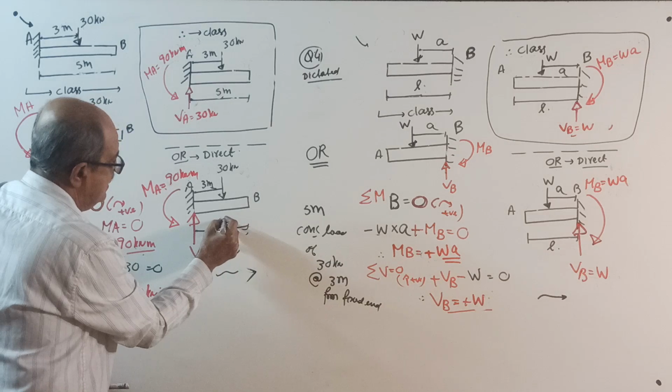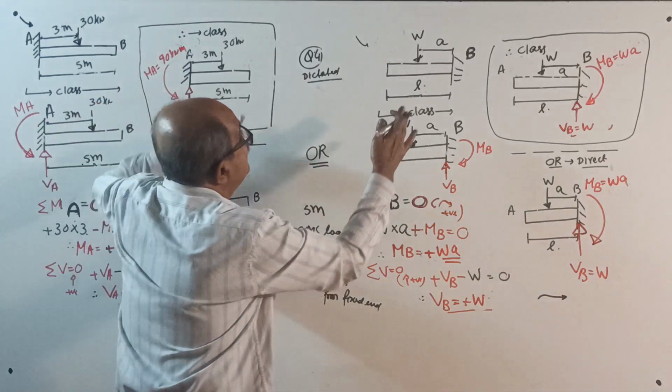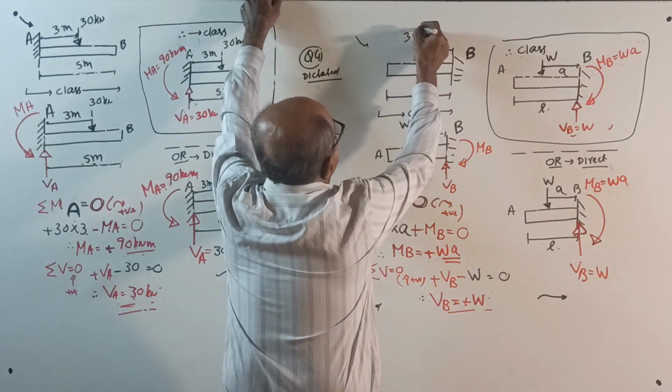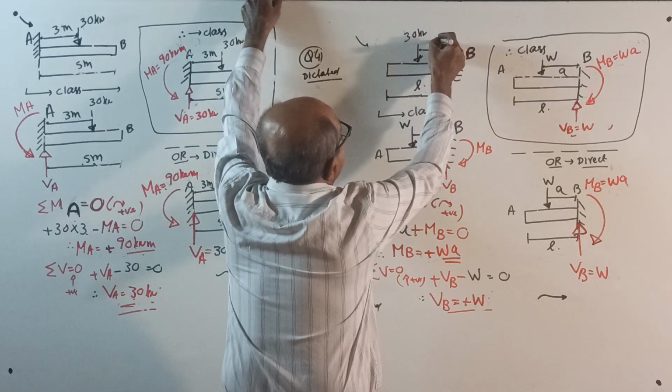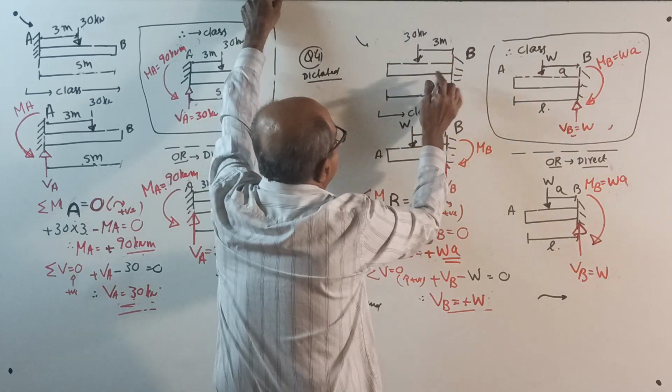You should do one thing. Once I finish writing, you should write it. See, 30 kilonewton, 3 meters from fixed end, not from left and right end.